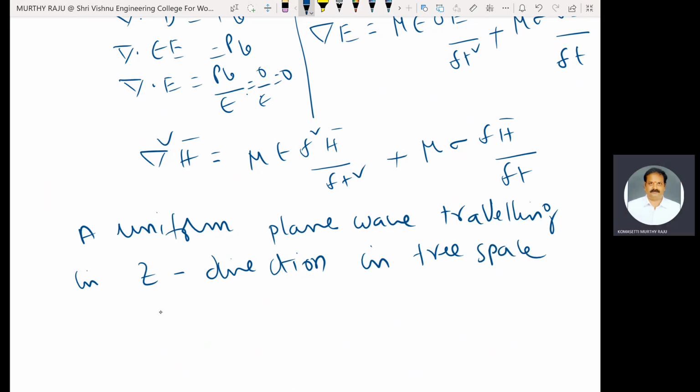In free space, sigma is equal to 0. Substitute sigma is equal to 0 in that equation, either del square E or del square H. Consider del square E, first equation only.